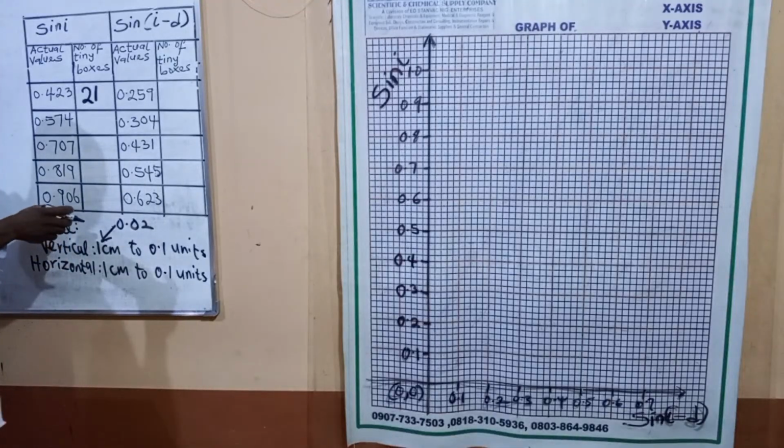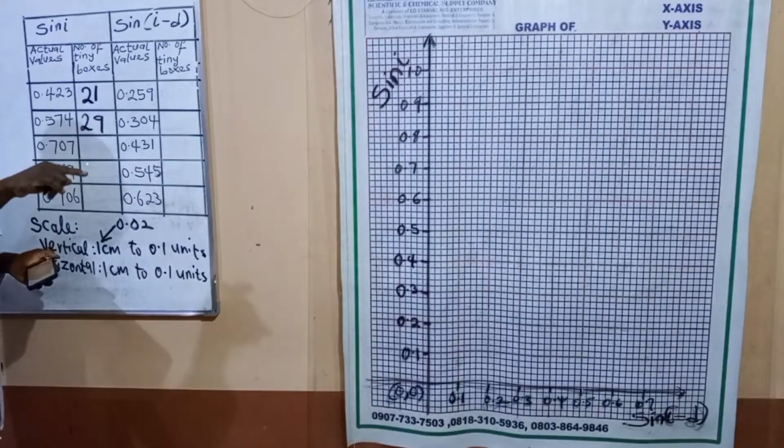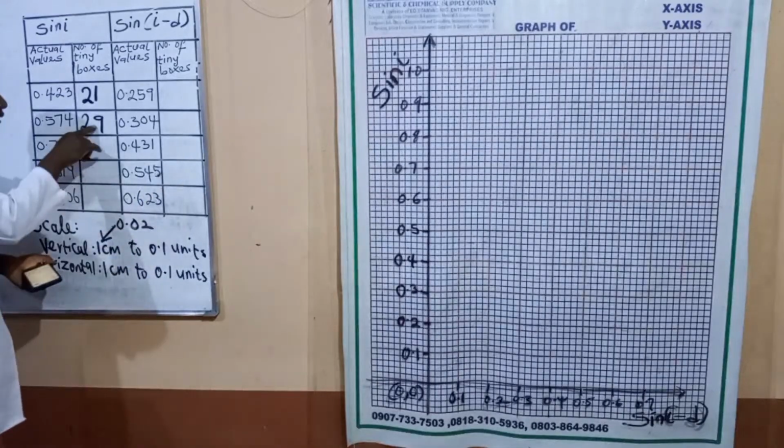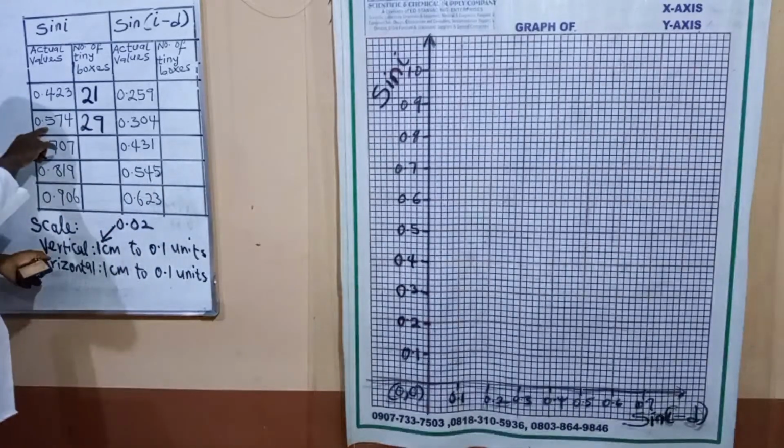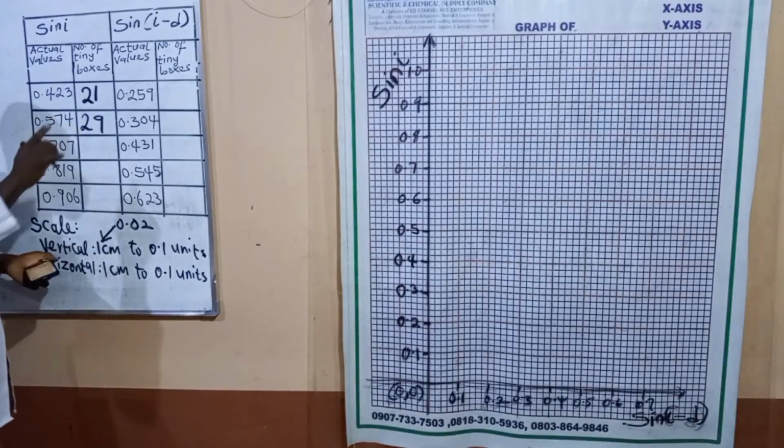The next one, I'll make it faster for us, is 0.574. The answer is 29, so approximately 29 boxes. You will count 29 boxes from the origin to this point to plot this one. Not plotting this one again. Just plot, once you get 29 boxes, plot that point.